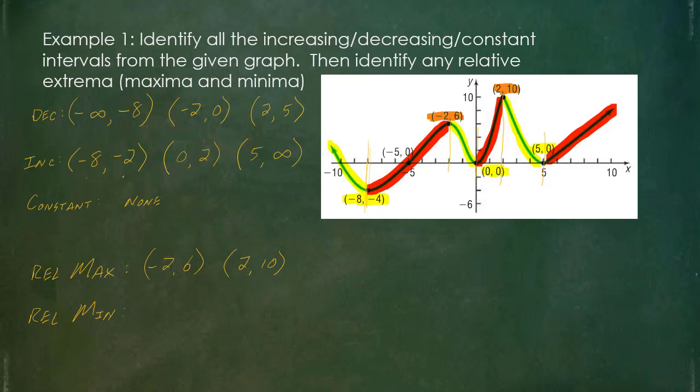So now I'll just list those out. -8, -4 is one of the relative minimums. 0, 0 was another one. And the last one was 5, 0.